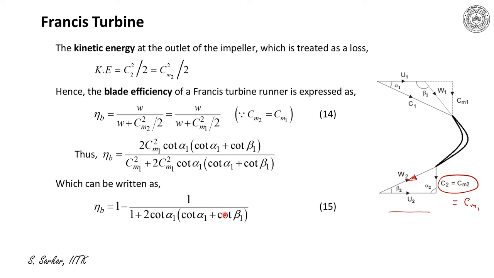Now put the value of small w, which I have derived earlier. Thus, blade efficiency can be expressed as twice CM1 squared cot alpha 1 (cot alpha 1 plus cot beta 1) divided by CM1 squared plus twice CM1 squared into cot alpha 1 (cot alpha 1 plus cot beta 1), which can be written as eta b is equal to 1 minus 1 whole divided by 1 plus 2 cot alpha 1 (cot alpha 1 plus cot beta 1). This is equation number 15. Thus, equation number 15 is an important equation which states the efficiency of a Francis turbine blade.